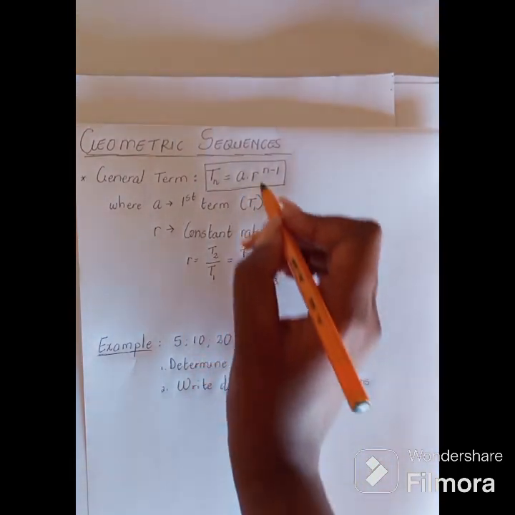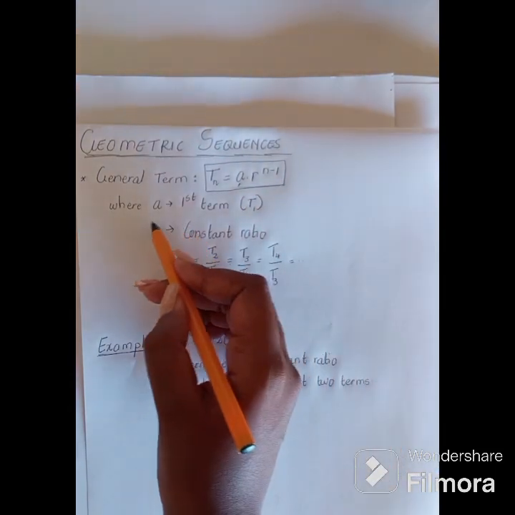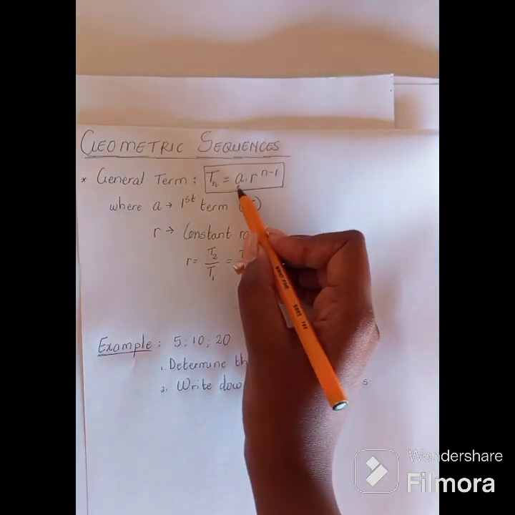Now on the formula, we have A there. The A is the first term of the sequence. So you'll be given a sequence, and the first term of that sequence will be your A.